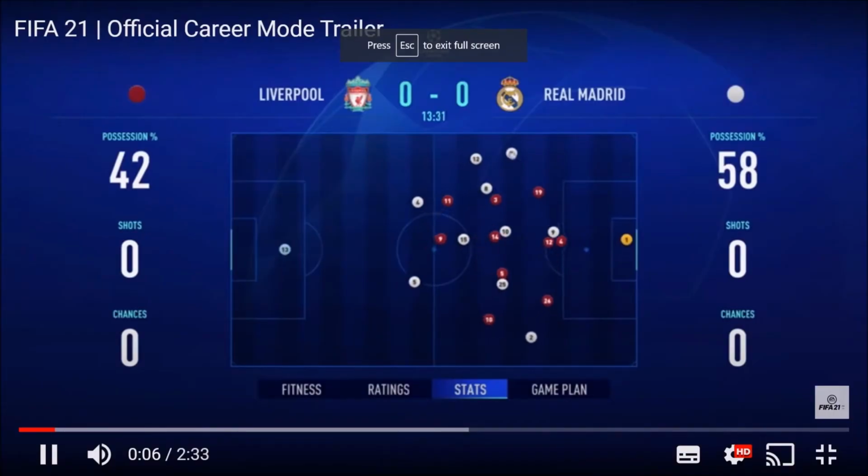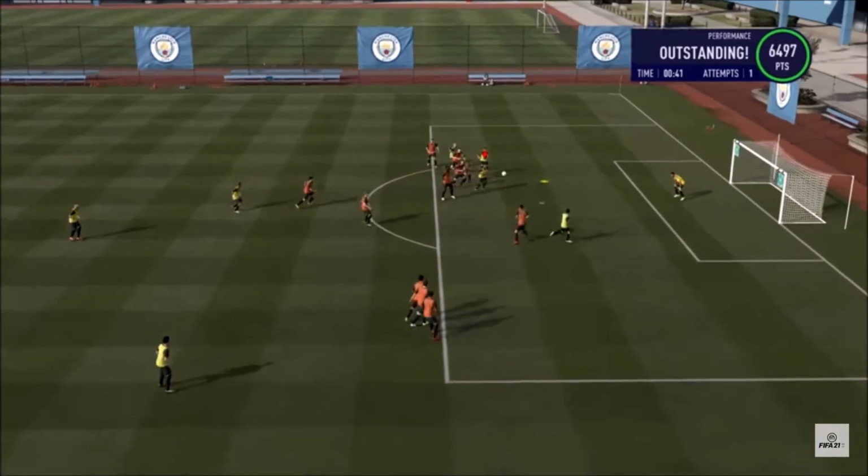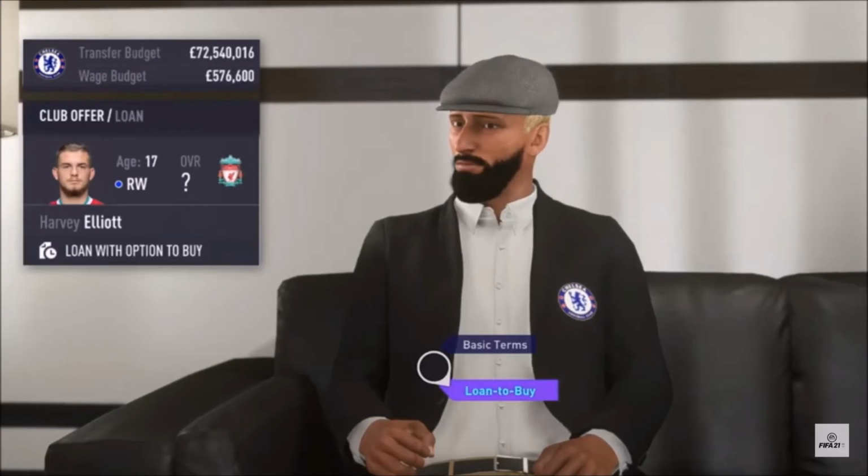Manage every moment in FIFA 21 Career Mode with a new interactive match sim, more control over training and developing your squad, and more ways to sign players on the transfer market.